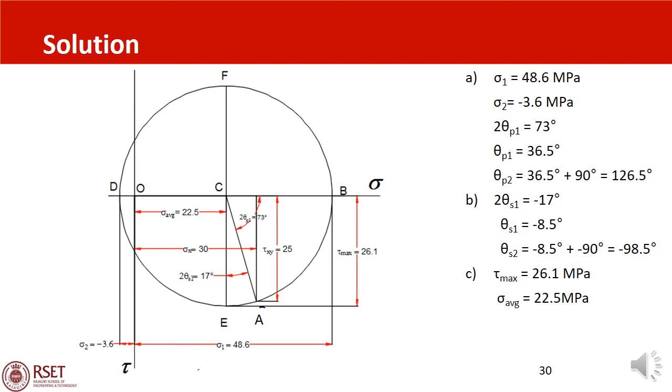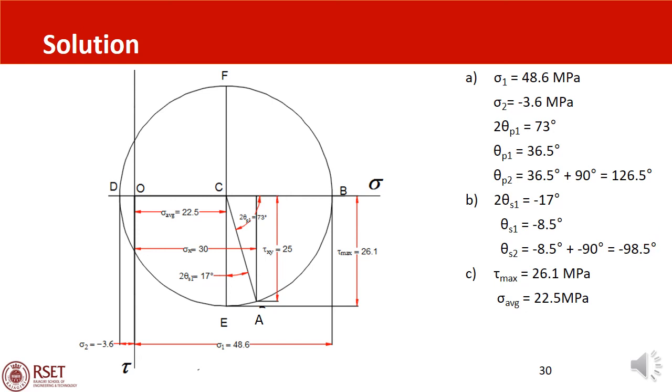Now the other plane carrying the maximum shear stress is at an angle of 2 theta equal to 180 degrees in the Mohr's circle, and in the element it will be theta equal to 90 degrees away from the plane carrying the maximum shear stress. So we get theta s2 equal to minus 8.5 degrees minus 90 degrees, which is equal to minus 98.5 degrees.